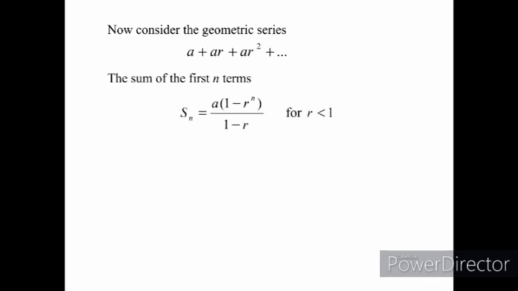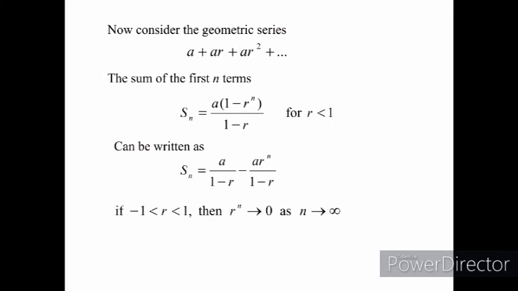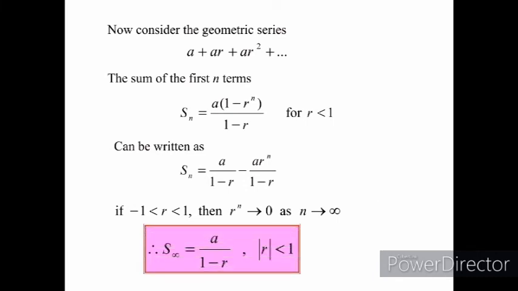Now, by considering the geometric series a, plus ar, plus ar squared, and so on, the sum of the first n terms is given by a, multiplied by 1 minus r to the power n, divided by 1 minus r, for any r not equal to 1. Now, it can be written as Sn equals a over 1 minus r minus ar to the power n over 1 minus r. If r is between -1 and 1, then r to the power n approaches 0, as n approaches infinity. Therefore, the sum to infinity is a over 1 minus r for modulus r less than 1.